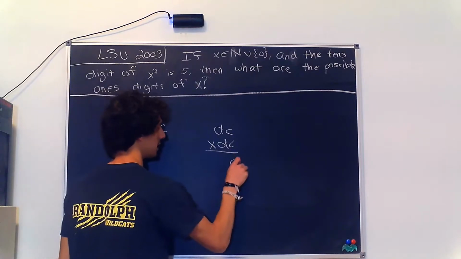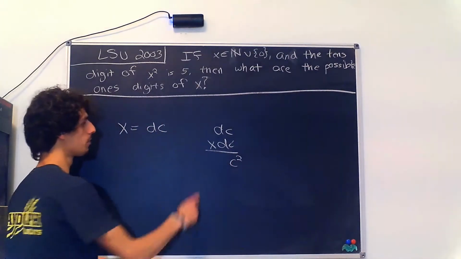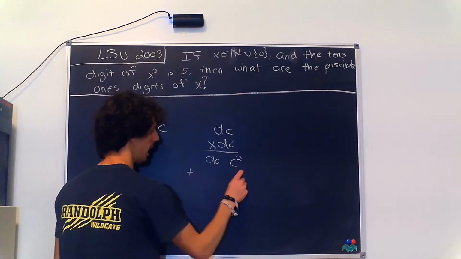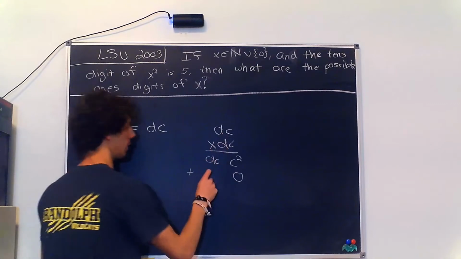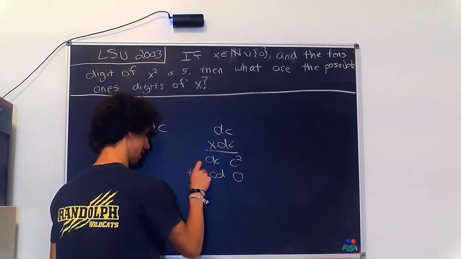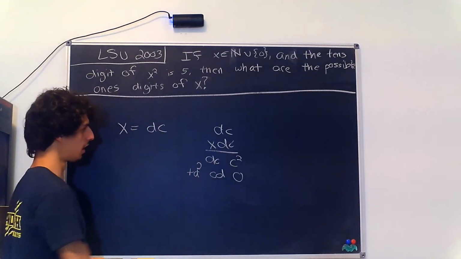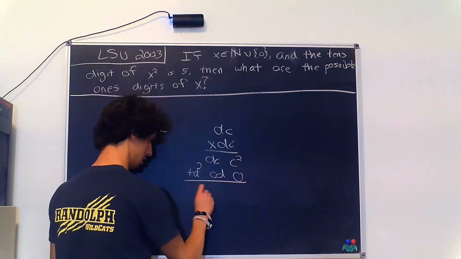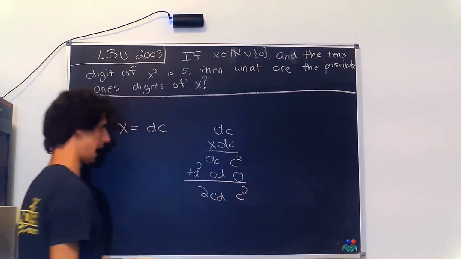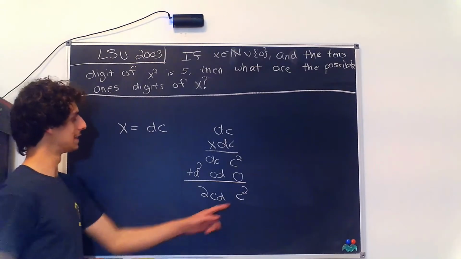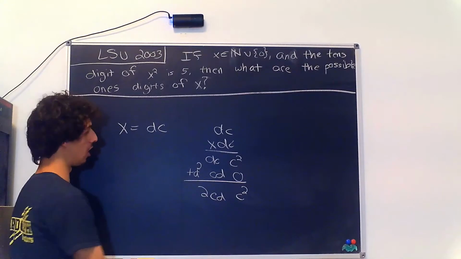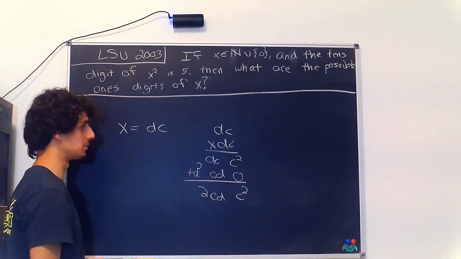So here we get C squared in the ones digit, DC, or D times C, in the tens digit, and then we'll get a 0 here, and we'll get C times D again in the tens digit and D squared in the hundreds, but that doesn't really matter. So we're going to get 2 times CD here and C squared as our ones digit. But notice that C squared can end up carrying into the tens digit, or maybe even the hundreds digit, and so could 2 times CD.